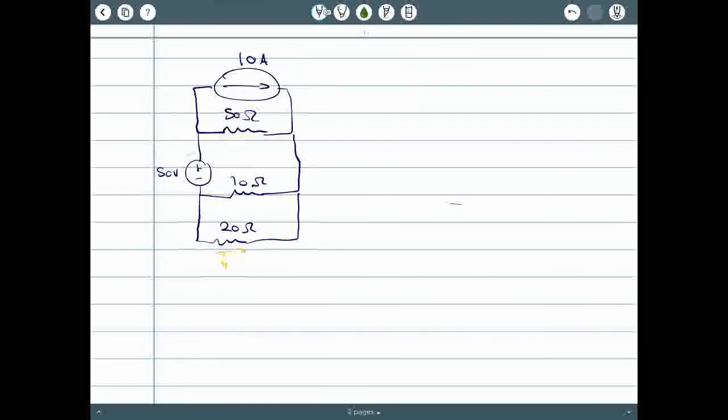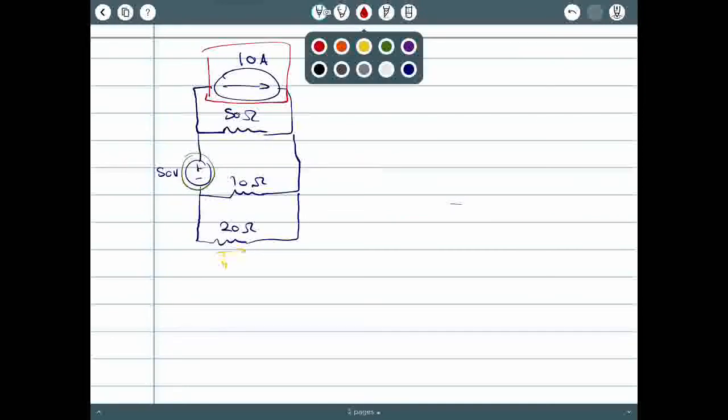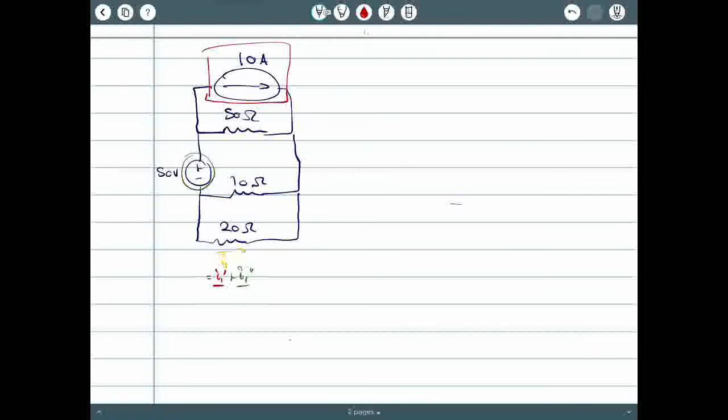the current caused by this source here and the current caused by this source here. Let's use colors, that's not distinguishable. So I1 is equal to I1 prime plus I1 double prime. I1 prime originates from the voltage source, and I1 double prime originates from the current source.